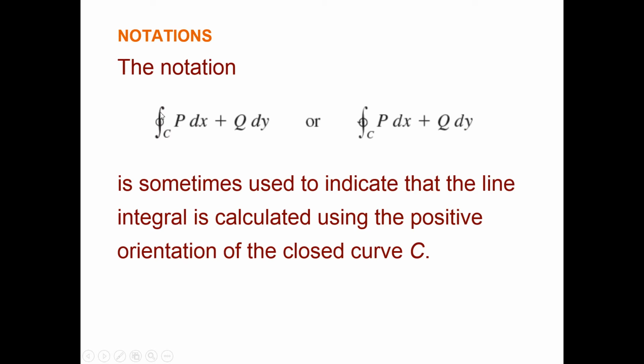So there is a notation. If you find a circle on the integral sign, then this indicates that the line integral is calculated using the positive orientation of the closed curve C, right? So whenever you see this circle on the integral sign, it means that the line integral is calculated using the positive orientation of the closed curve C.